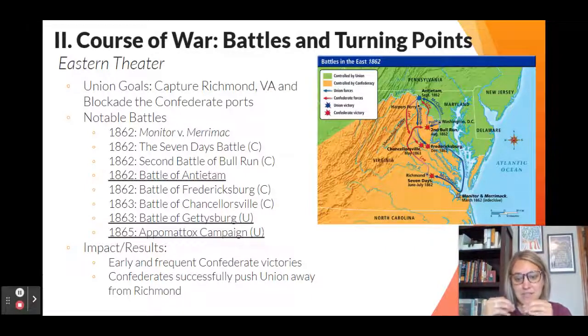And the impact and results is that early and frequently there were Confederate victories. So 1862, if you check that out, it's all Confederate victories. The Battle of Antietam is technically a draw. The Union claims it as their own victory, but it's not until the second half of the war that we start seeing the Union gain momentum. Another impact is that the Confederates successfully pushed the Union away from Richmond, and the Union isn't actually able to capture this capital until the very end of the war.